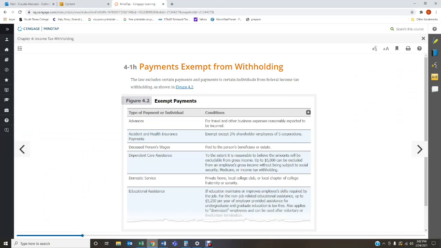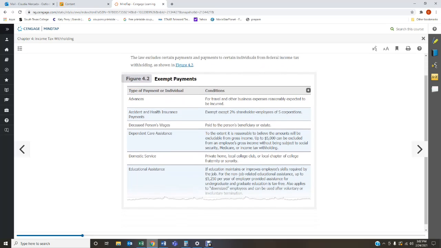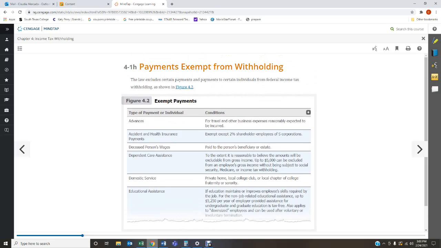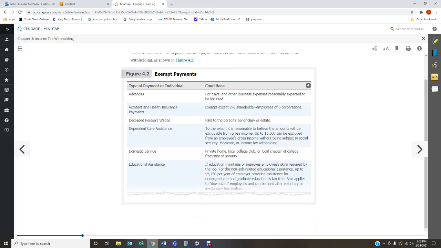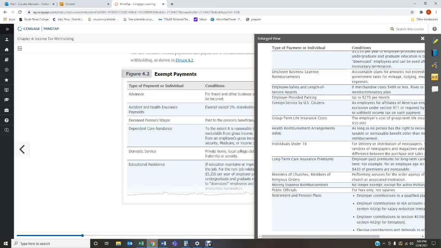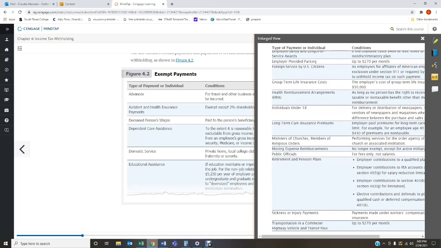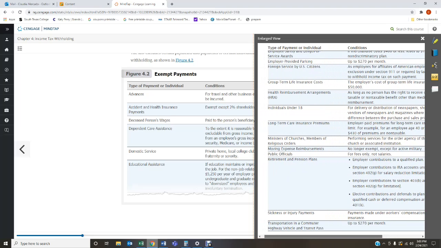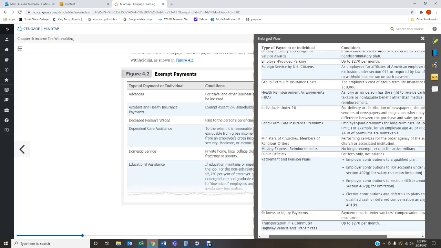If we go back to chapter 4 and you read section 4.1H, it deals with payments exempt from withholding. There is a table here that shows everything that we are going to deduct that is not taxable for federal income tax purposes, okay? So it has a big list. If you click the little plus sign, it opens up another window and it has a whole bunch of information, okay? Now down here, we have a section that says retirement and pension plans.